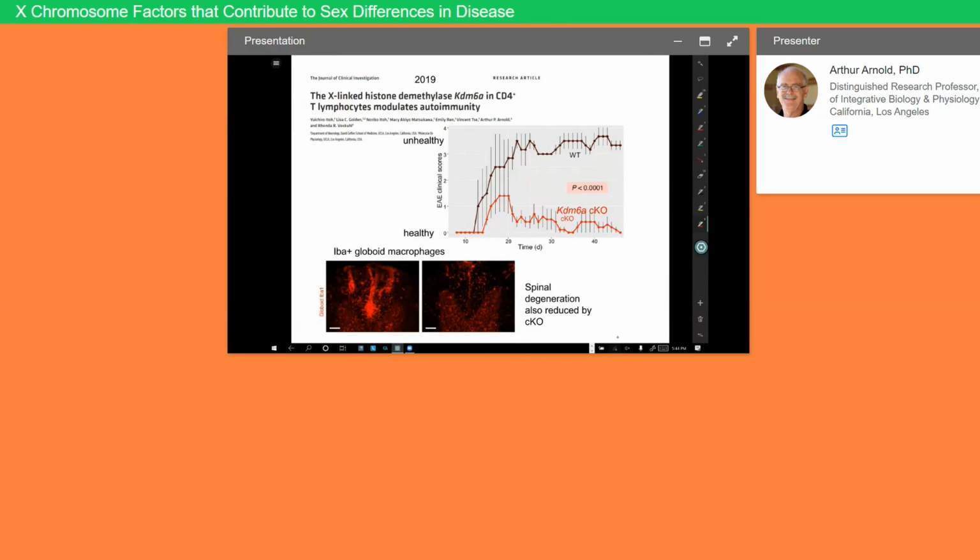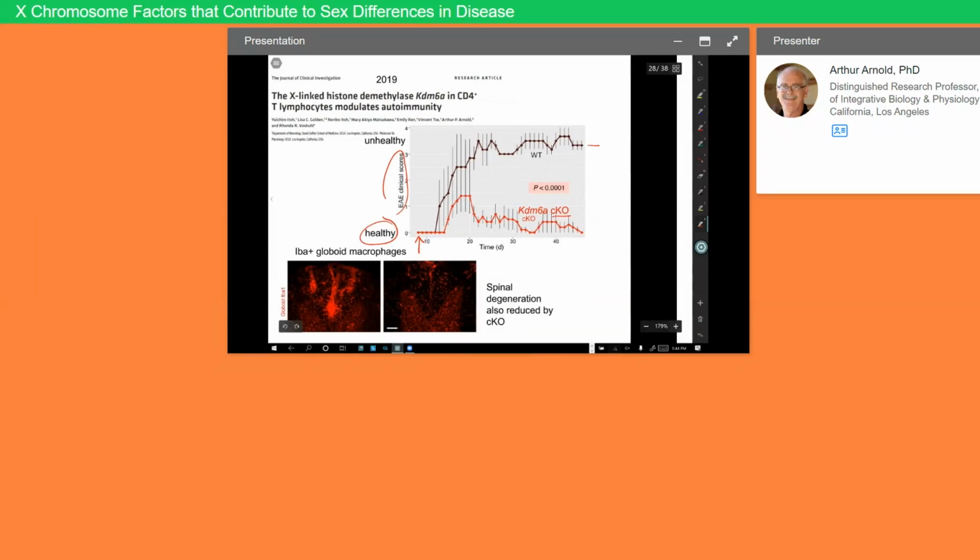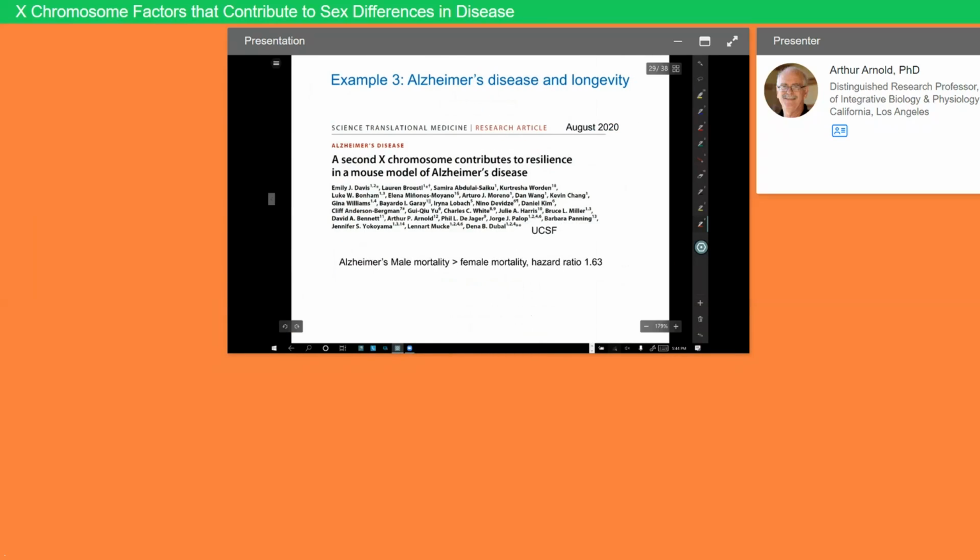So here's the same kind of clinical experiment. The animal is injected with the autoantigen early in the experiment. And here the clinical score goes from healthy to unhealthy. The wild type animal gets sick and stays sick, with a high disease level, whereas the conditional knockout of Kdm6a in the T cells protects the animal. So in this case, a high dose of Kdm6a is harmful, and a low dose of Kdm6a is protective in the disease within the T cells specifically.